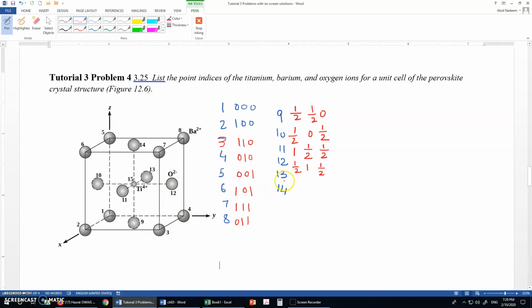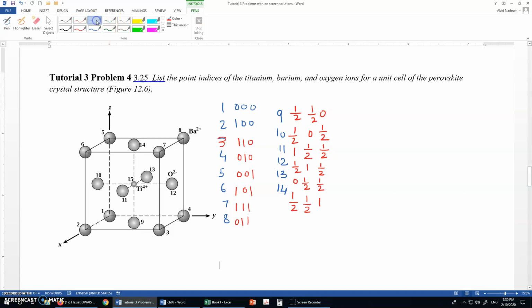And 13 is here, on the backside face. So 0 distance along the x-axis, half distance along the y-axis, and half distance along the z-axis. And 14 is here on the top. So half the distance along the x-axis, half the distance along the y-axis, and full distance along the z-axis.